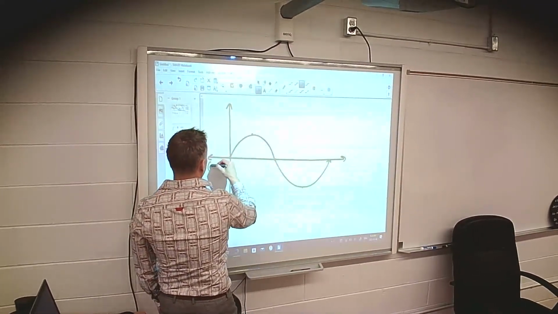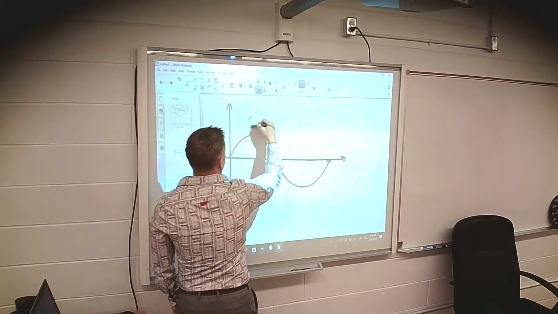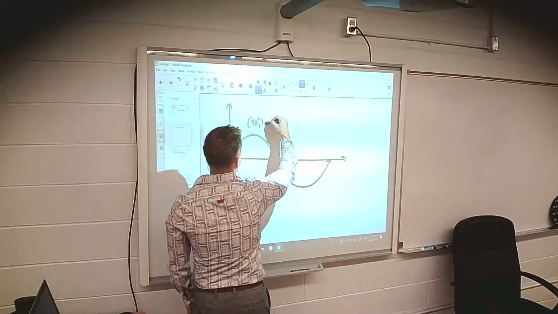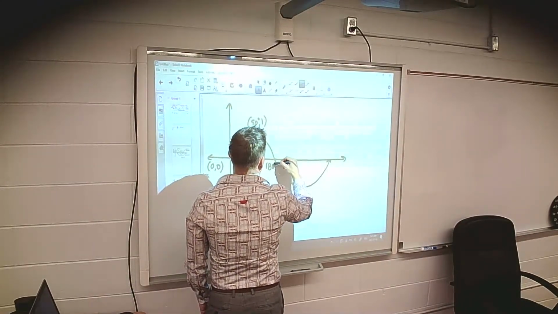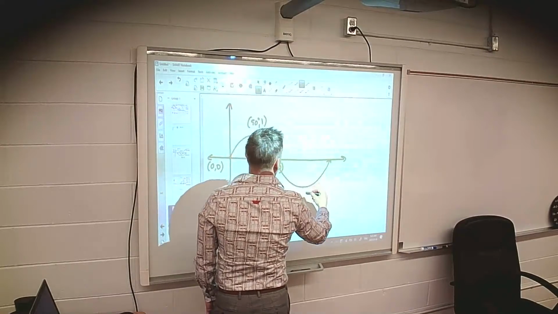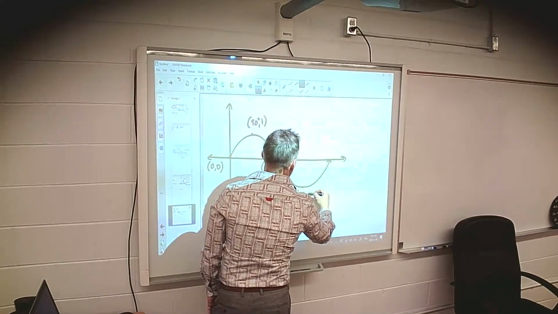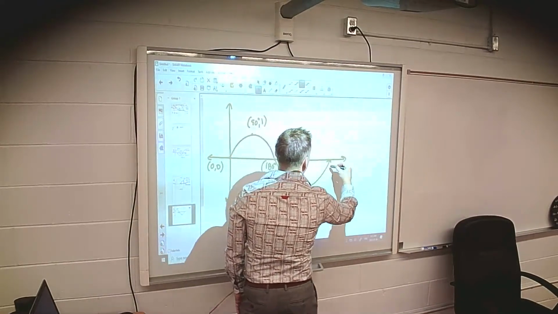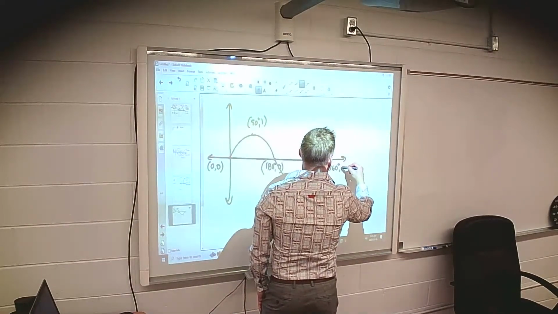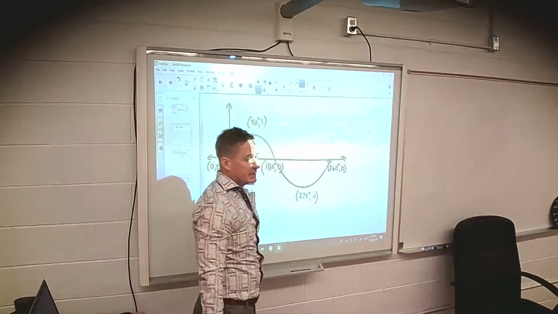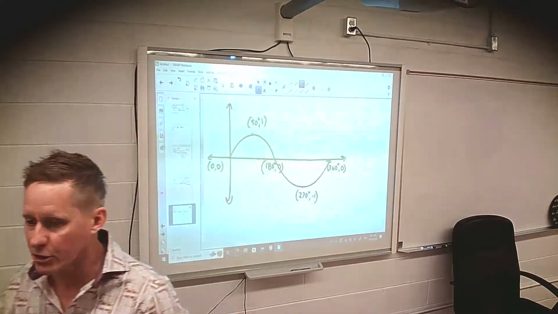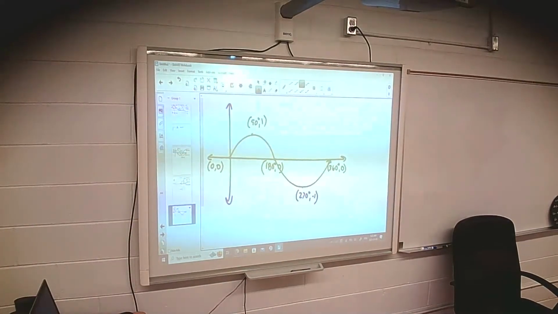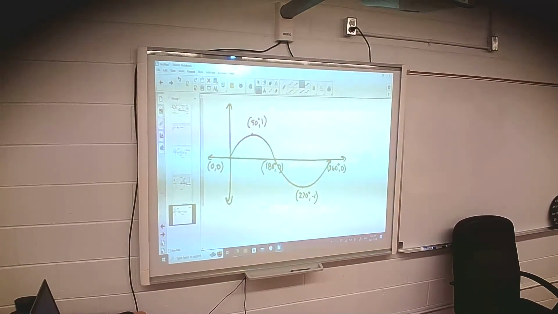So again, this is 0 and 0. This is 90 degrees and 1, 180 degrees and 0, 270 degrees, negative 1, 360 degrees, and 0. So it's easier for us to use degree measures, but when we do regression, we have to use radians. So we'll get to that. But here's the first thing that we need to know.